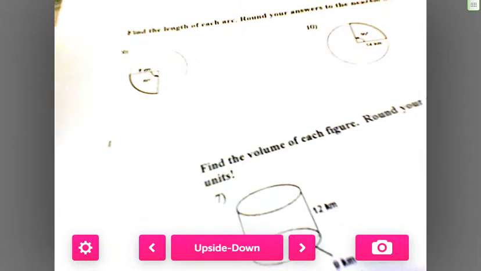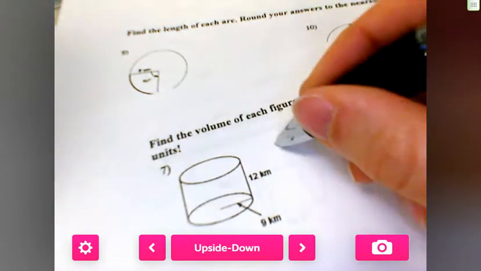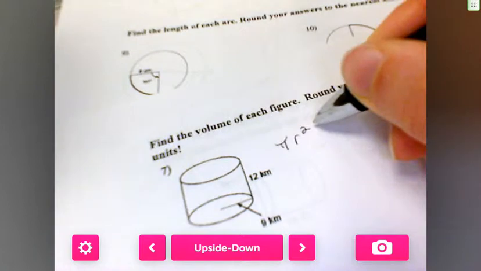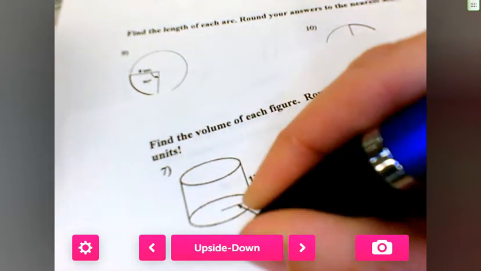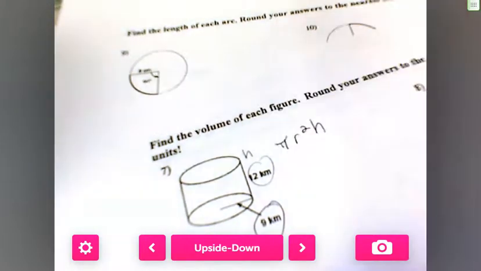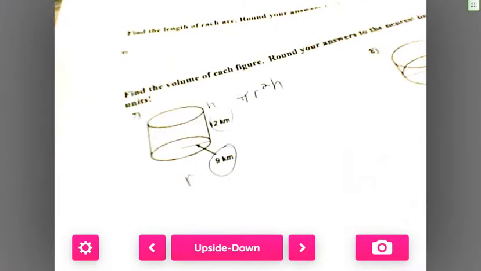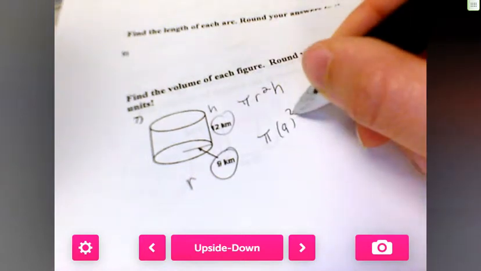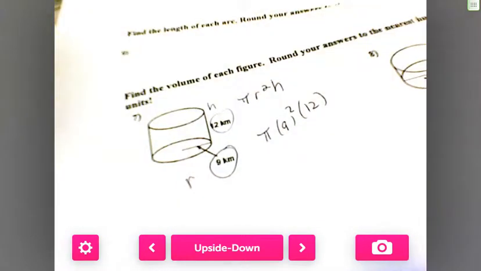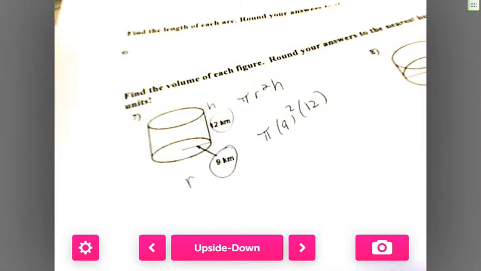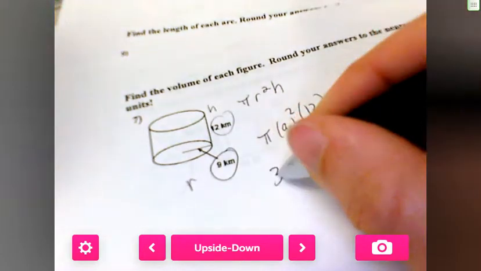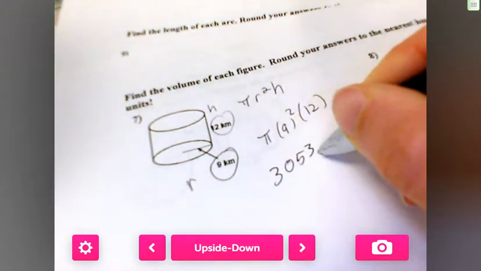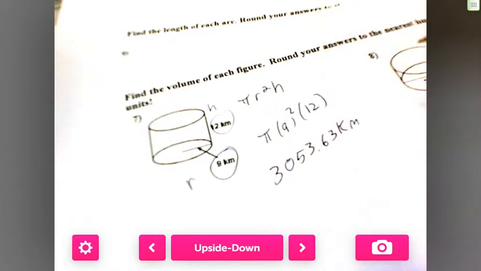We're just going to do number 7. Volume is pi r squared h. This is my r, this is my h. Again, h is the distance between the two circles. So I'm going to go pi 9 squared times 12. So pi 9 squared times 12 gives me 3,053.63 kilometers. And what is volume?